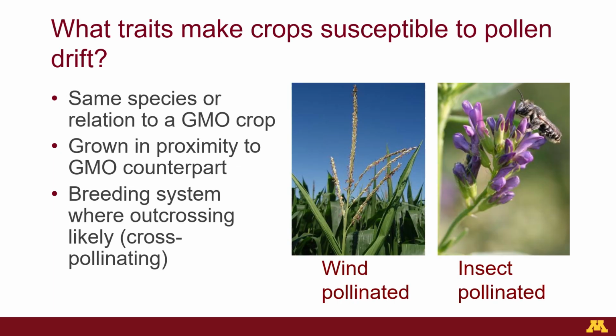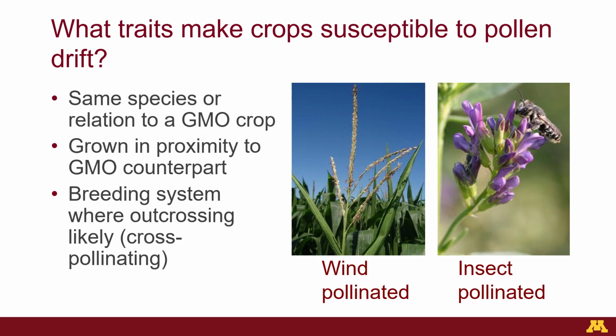Several circumstances must be in place for GMO drift to occur. First, there has to be a GMO counterpart to the crop. Next, that GMO crop must be grown near a susceptible crop. And lastly, the crop should have a breeding system where outcrossing or cross-pollination is likely.